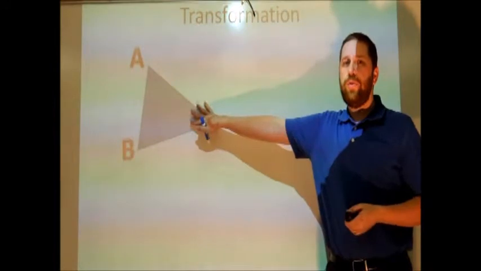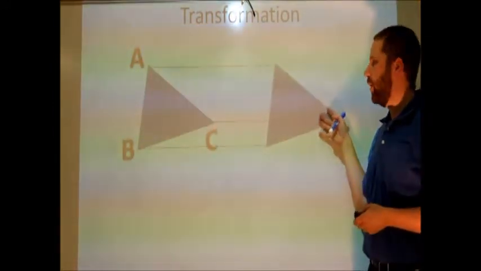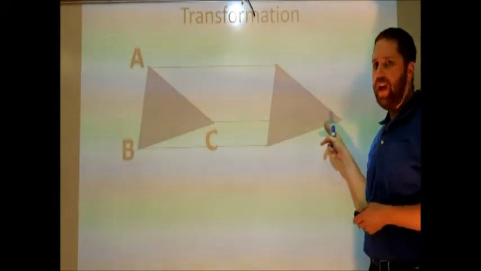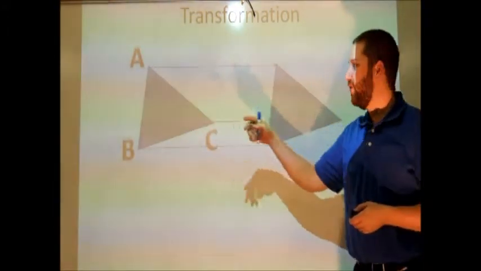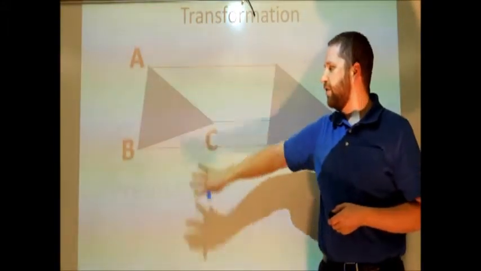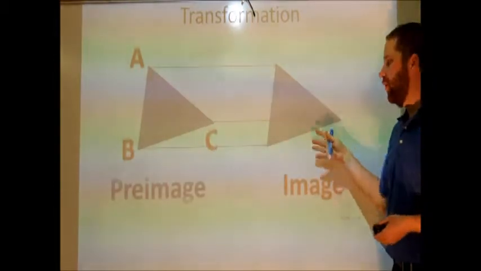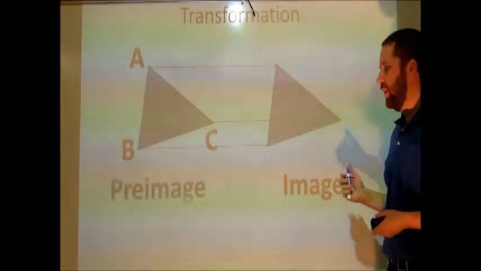Okay, we're going to start with our triangle ABC, and we're going to slide it over here to the right. Notice that's the same size as the previous image. Triangle ABC is going to be called the pre-image. That's what we started with. When we slide over here, our new triangle is the image.